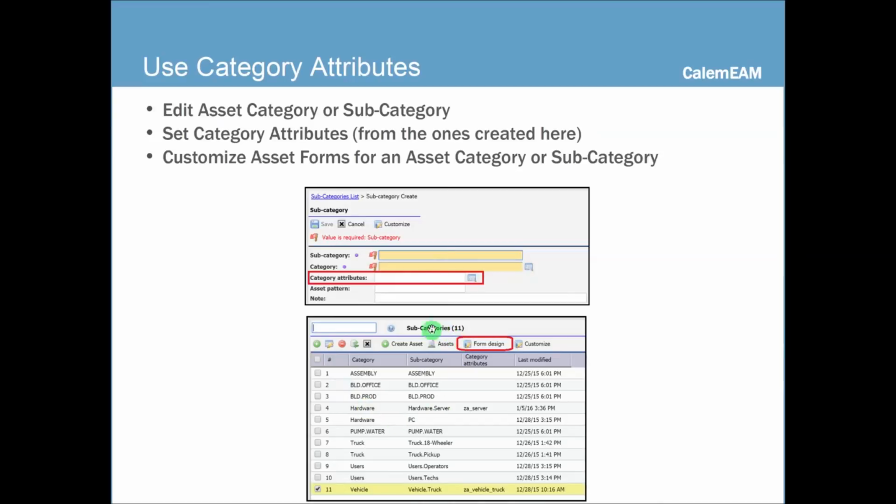And then from the subcategory screen, you can check a subcategory, then click on form design to customize that form for that asset subcategory. For instance, all your vehicles list creation and edit screen are different from the normal asset screen. So you can use this approach to customize them.